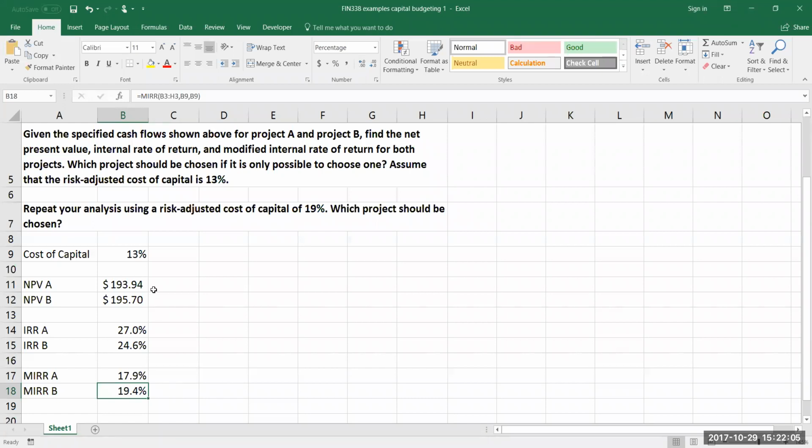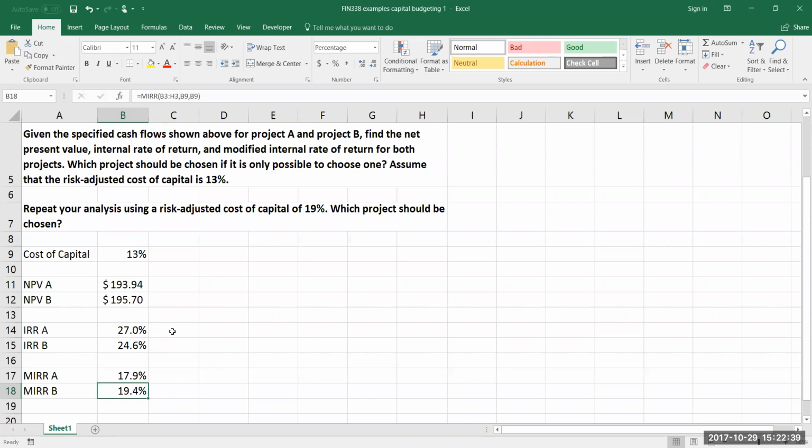So based on the net present values, net present value is telling us that project B looks better. The internal rate of return is telling us that project A looks better, and the MIRR is telling us that project B looks better. So in this case, really what's sort of pointing us in different directions is the IRR and the net present value, because net present value is telling us pick project B, and the IRR is telling us pick project A. So we have a conflict. And as a general principle, when we have a conflict, we are going to side with net present value.